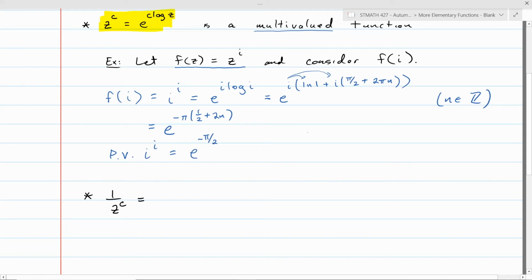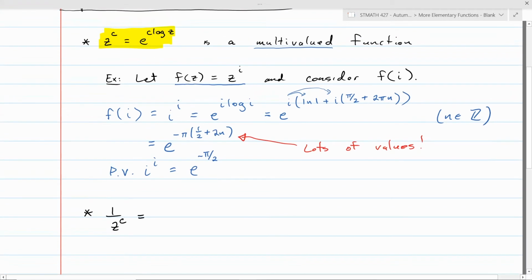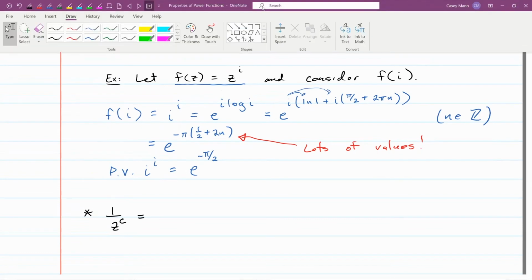But the point is, right here, lots of values, right? So these power functions are multivalued. And so we have to think about that. If we start thinking about wanting to do differentiability or things like that, we got to restrict to a branch, just like we did with logarithms.